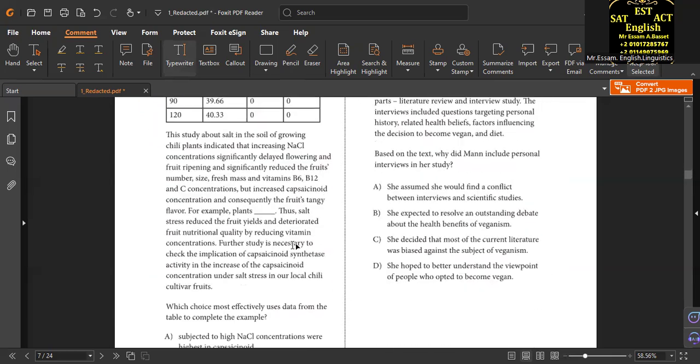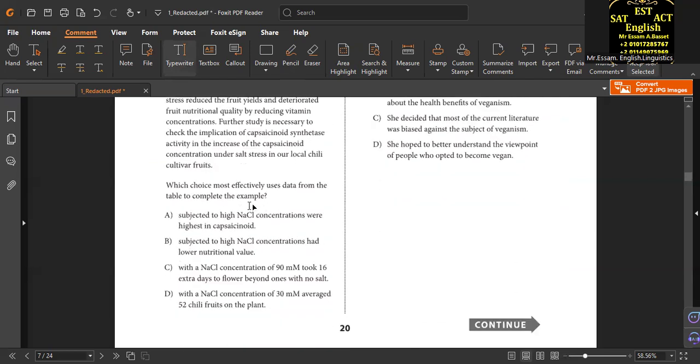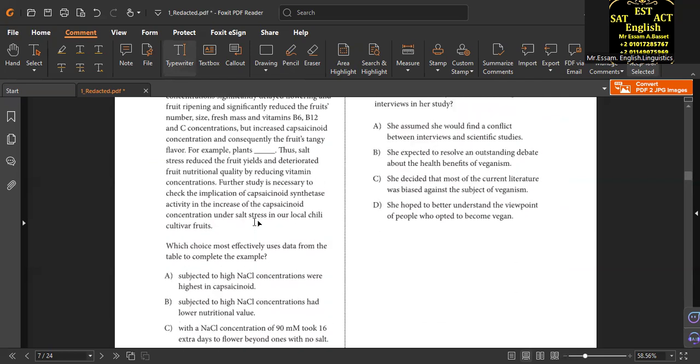For number 13, the question first. It says to complete the example. Let's read it.